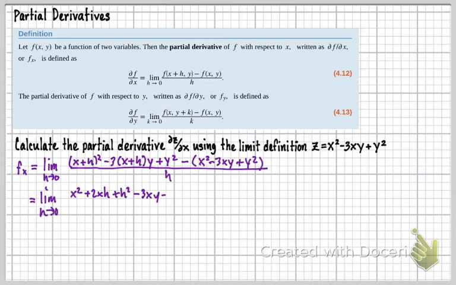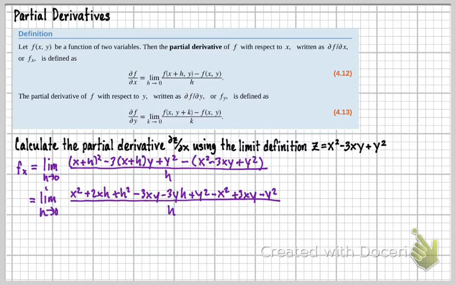And then now I'm going to multiply it times the h. So that's going to be minus 3yh. And then plus y squared. That's here. And then now for this piece, I'm just going to distribute that negative through. So that's going to be negative x squared plus 3xy minus y squared. And that's still all over h.